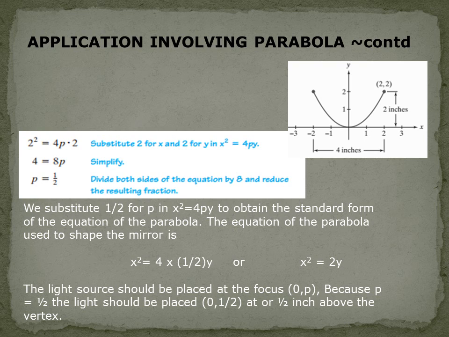We then substitute one half for p in x squared equals 4py to obtain the standard form of the equation. The equation of the parabola used to shape the mirror is x squared equals 4 times one half y, or x squared equals 2y. The light source should be placed at the focus, (0, p), because p equals one half. The light should be placed at (0, 0.5), or half an inch above the vertex, as shown in the right-hand corner.